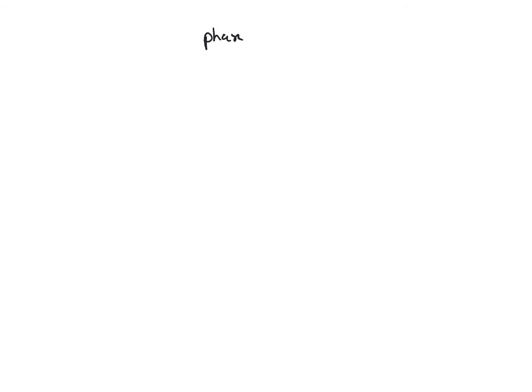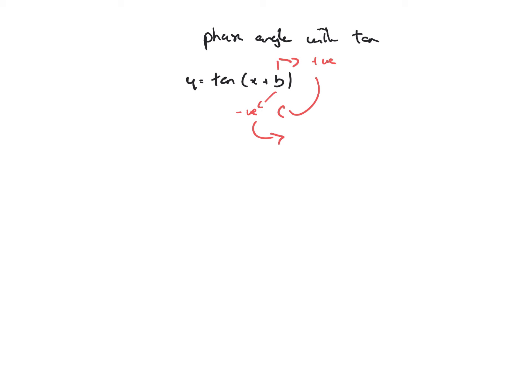Okay, we're going to do phase angle with tan. So the phase angle is, remember that if it's positive, you move in the negative direction, and if it's negative, you move in the positive direction. Okay, so let's get the basic curve of tan x up.